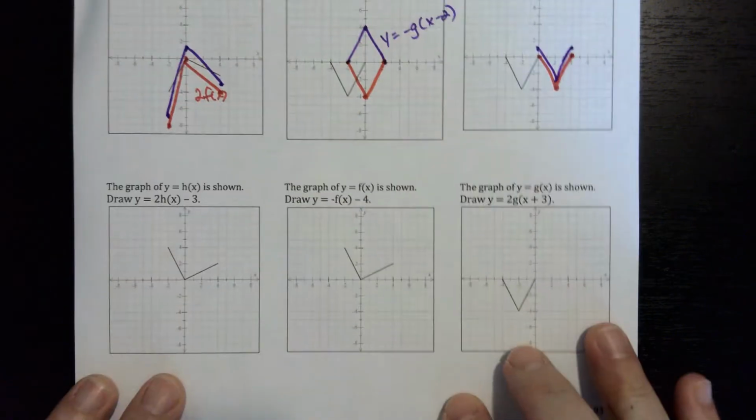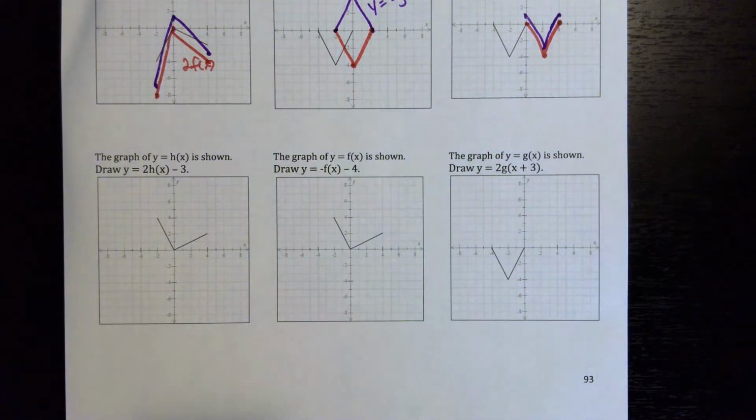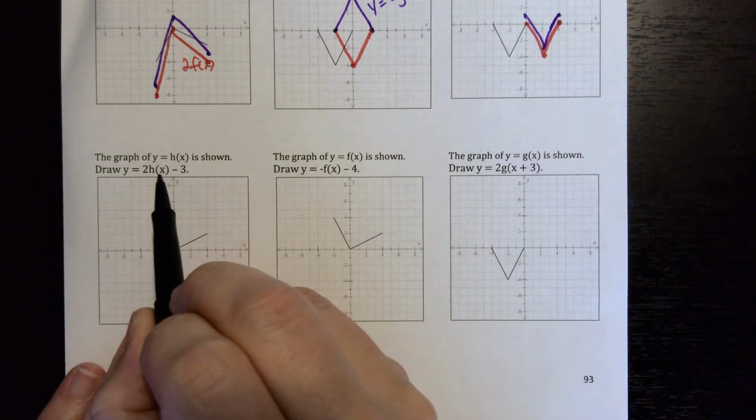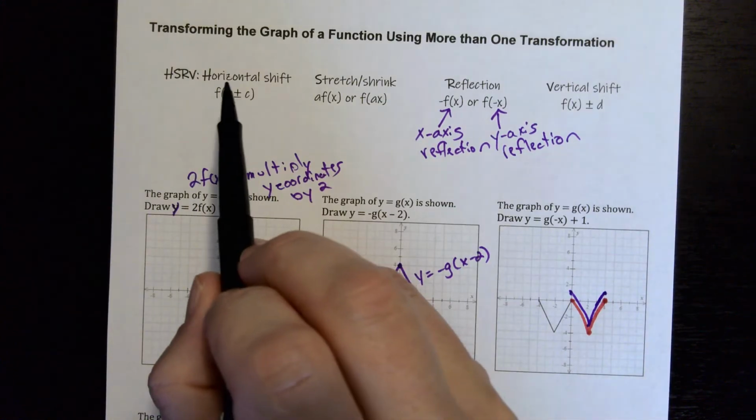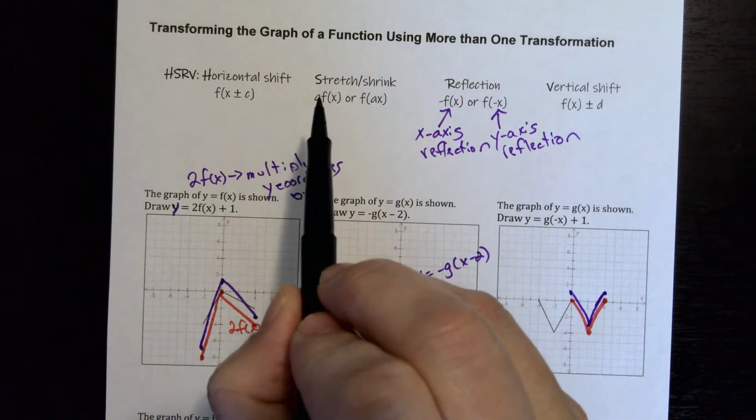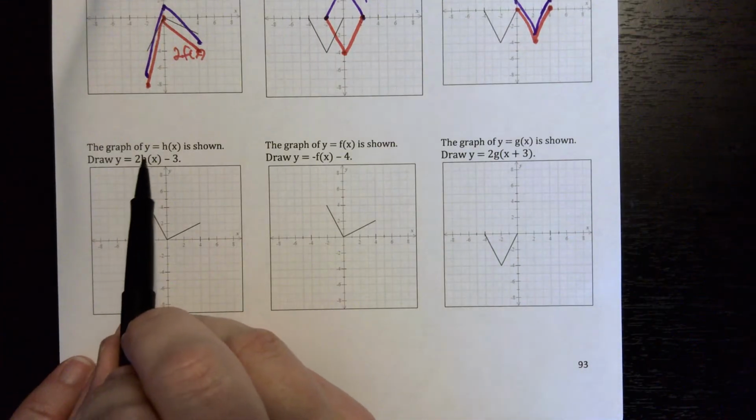Okay, 3 more. We have h of x shown. Let's find 2h of x minus 3. We do not have anything on the inside that's being shifted left or right. That's the first thing you do. Do we have a stretch or shrink, a number on the outside or a number on the inside? We do. We have a number on the outside.